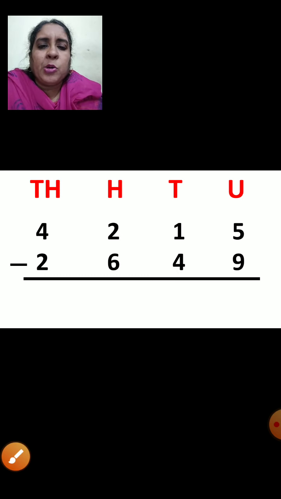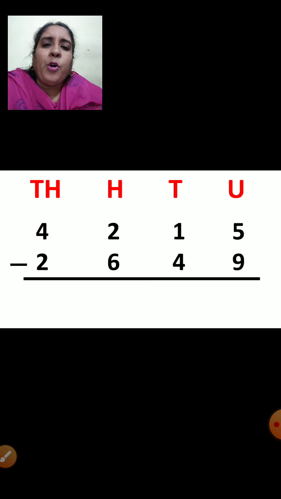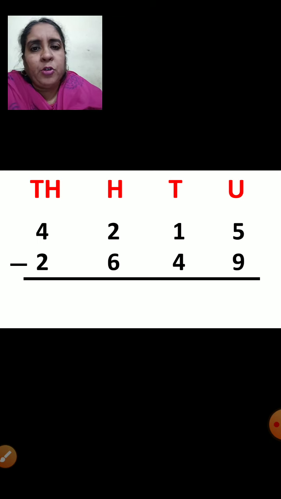Okay, now see the questions here. These are also 4-digit numbers, right? You can see the numbers are arranged vertically, but these 4-digit numbers are subtraction sums with borrowing. You have to borrow and do the sum. First, I am going to read the question. Then we are going to solve it. Now see the question here.